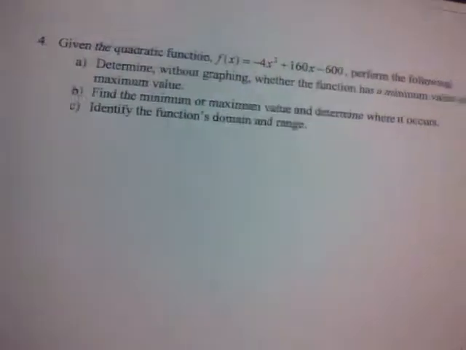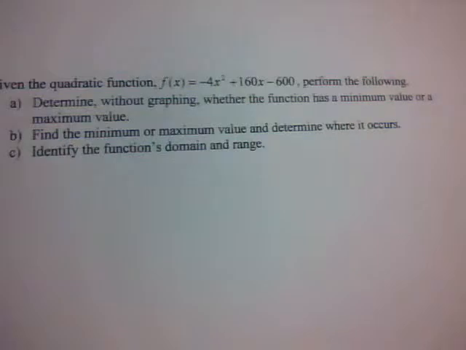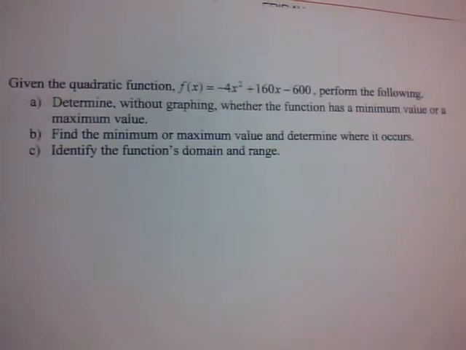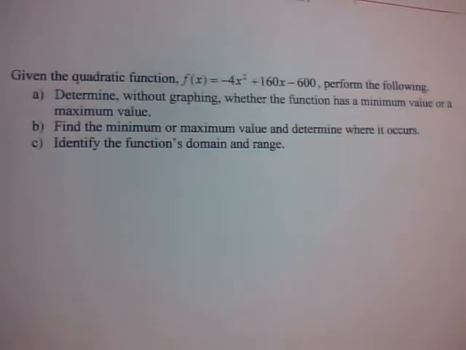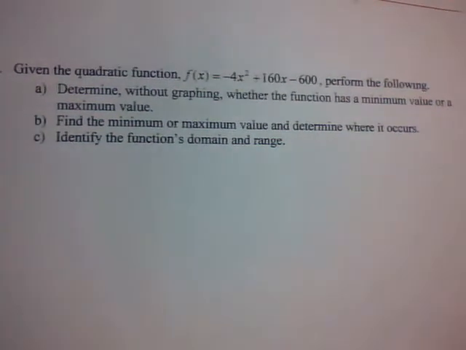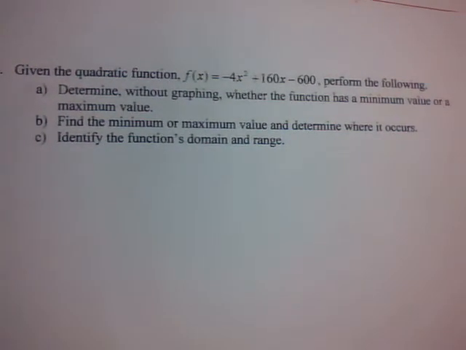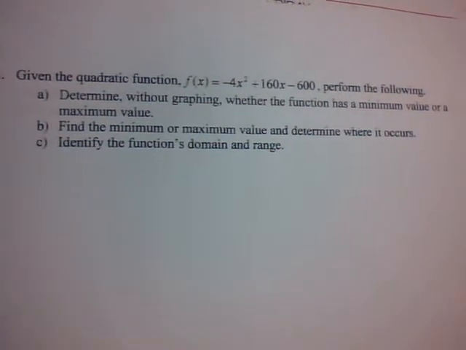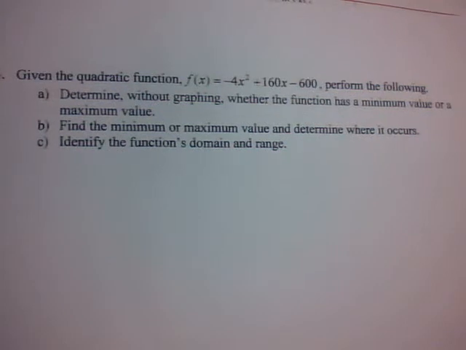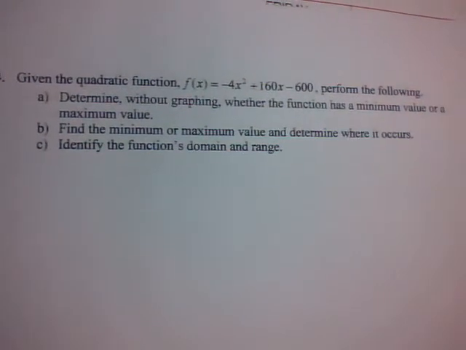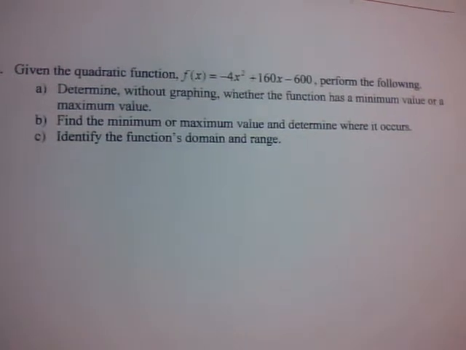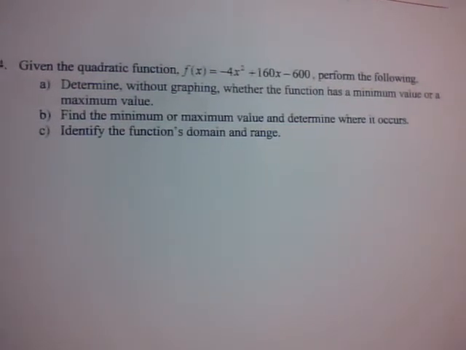Okay, question number 4. When given this quadratic function, f of x is equal to negative 4x squared plus 160x minus 600, and you want to perform the following. You want to determine, without graphing, whether the function has a minimum value or a maximum value. Then part B, find the minimum or maximum value and determine where it occurs. And C, identify the function's domain and range.